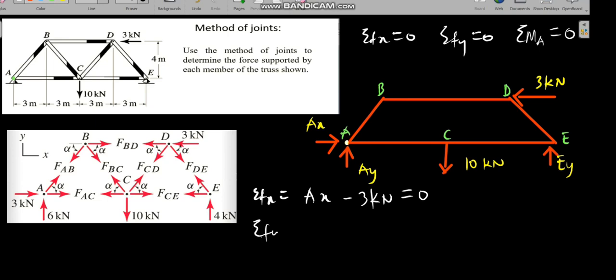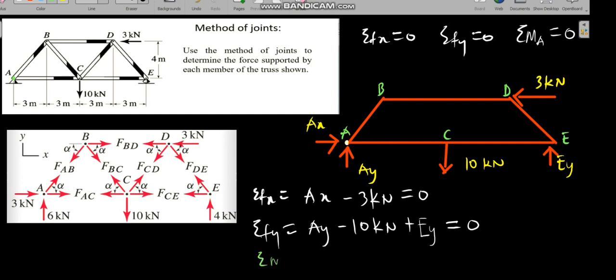So the sum of forces in the y direction will be Ay, and then minus the 10 kilonewton because it is acting downwards, and then plus Ey, which is positive because it is acting upwards, in the direction of the positive y-axis. So all this should be equal to 0. After this, let's write the equation for the moment.